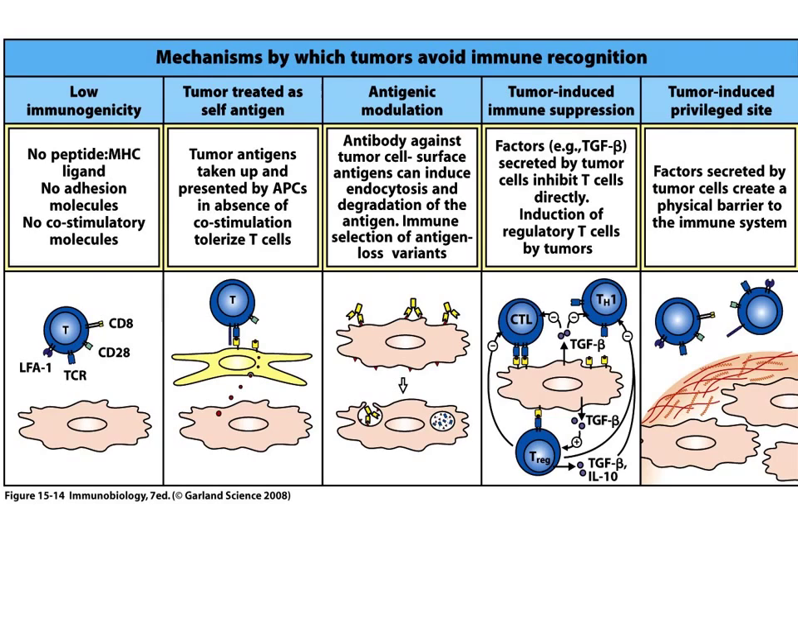When it suppresses your immune system, it weakens your immune system, and this is how it does. They release TGF-beta, or they can inhibit T cells directly, or they induce regulatory T cells. So tumors themselves bring in suppressor cells, and these suppressor cells will dampen the immune system. That's another mechanism that the tumors use, and these are some of the basic mechanisms.